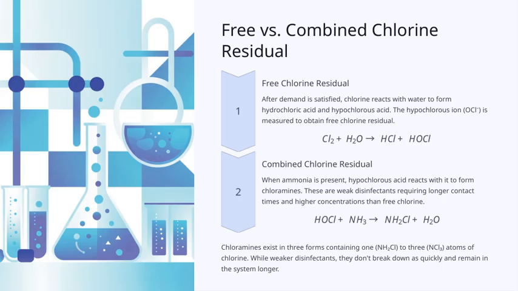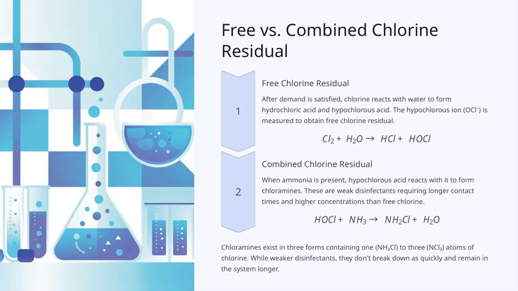On the other hand, when ammonia is present in the water, things change a bit. The hypochlorous acid reacts with ammonia to form chloramines. These are what we call combined chlorine residuals. Now, chloramines are weaker disinfectants compared to free chlorine, meaning they require longer contact times and higher concentrations to achieve the same level of disinfection.